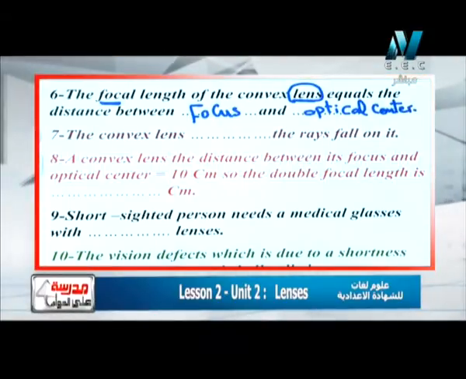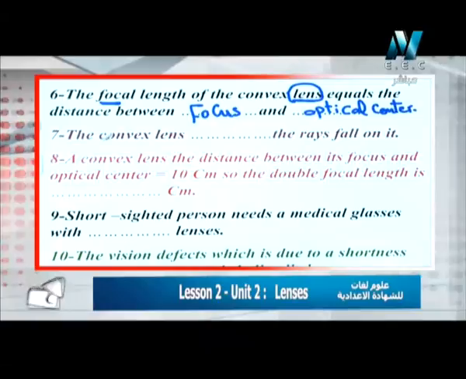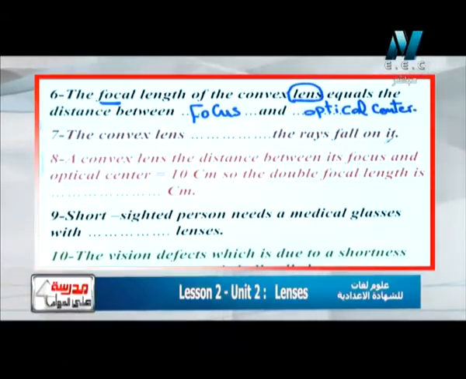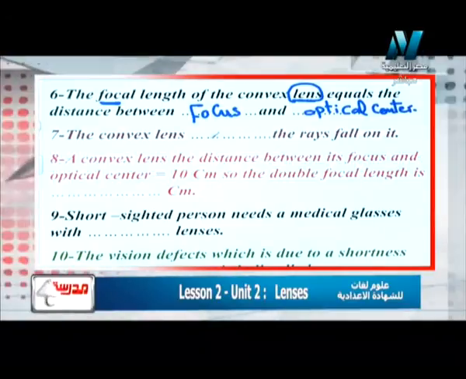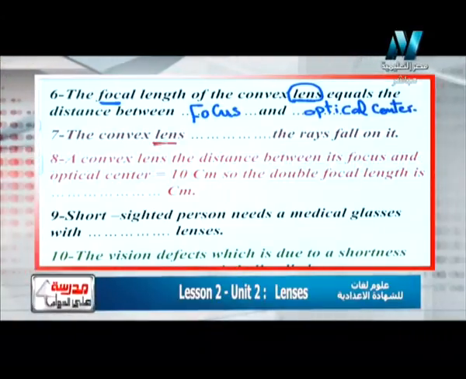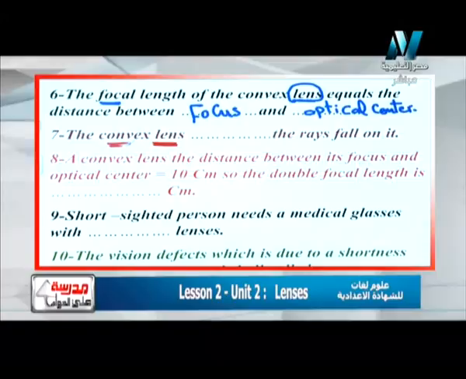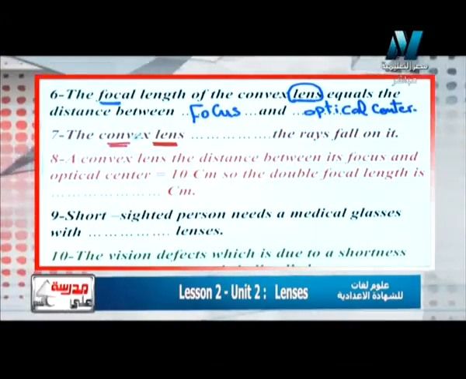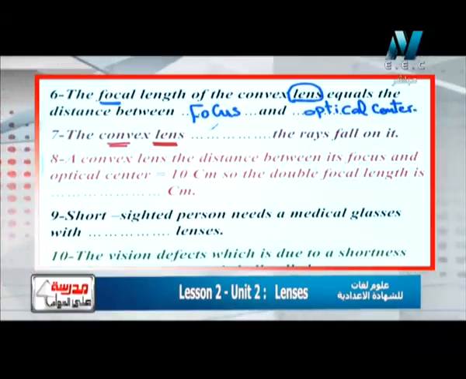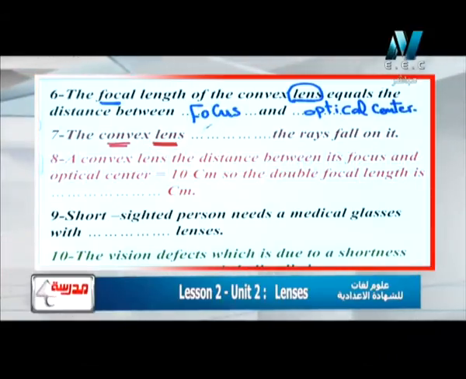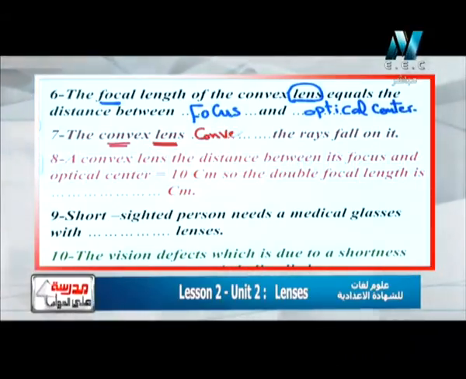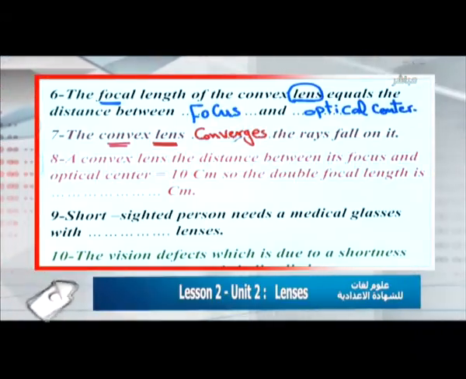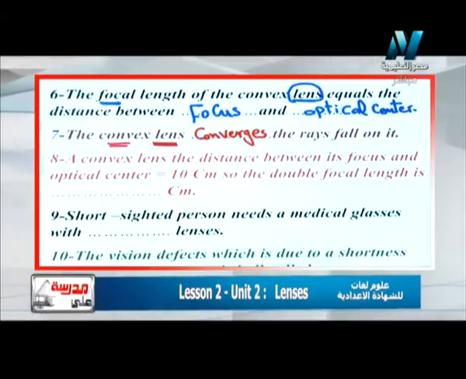Number 7, the convex lens, what does it do to the rays that fall on it? We know a convex lens collects or converges light rays, like a concave mirror. Convex lens and concave mirror both converge the rays that fall on them.